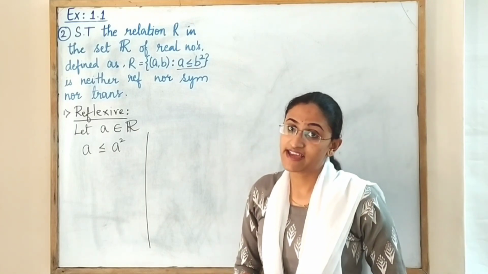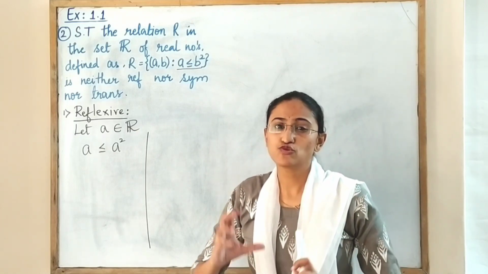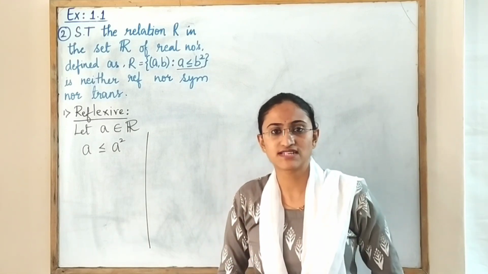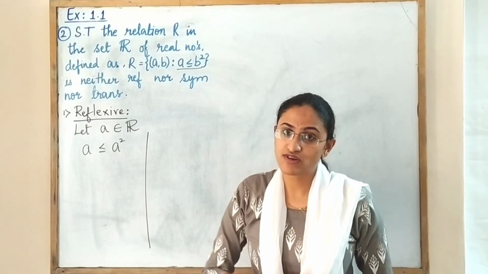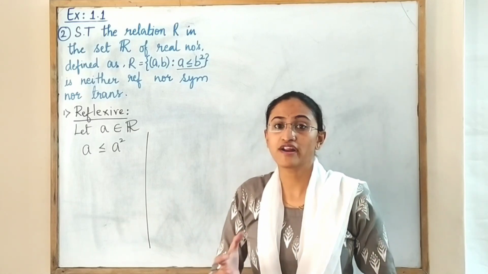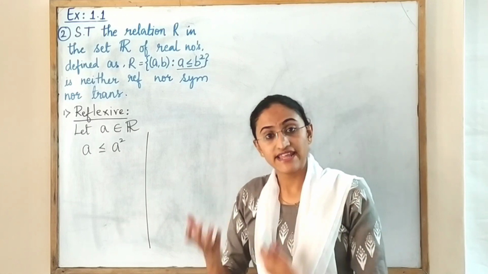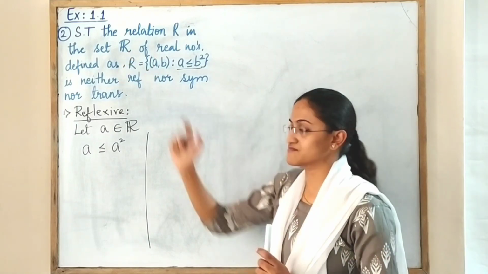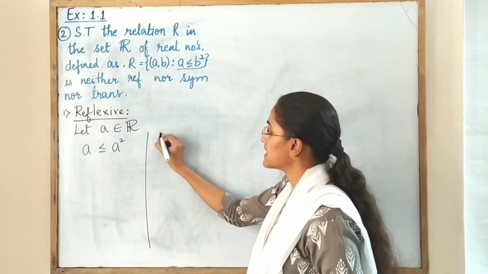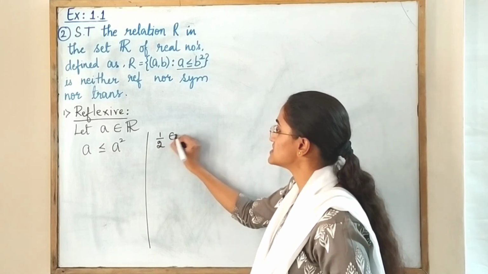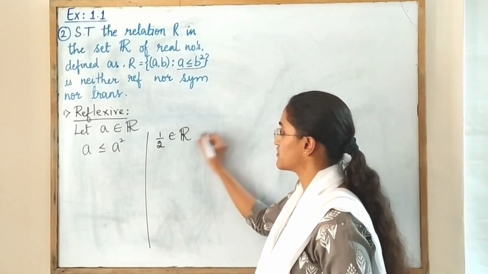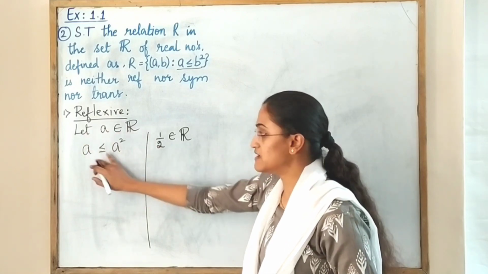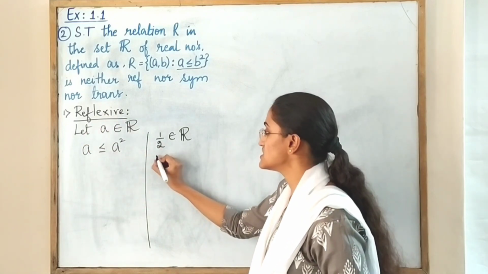Always, while you are taking an example, choose different numbers. Do not always take positive numbers; choose a negative number, a positive number, a fraction, or an irrational number also, because you have the set of all real numbers. Now if I am choosing an element half, which is in the set of real numbers, let us check whether this element satisfies the given condition.